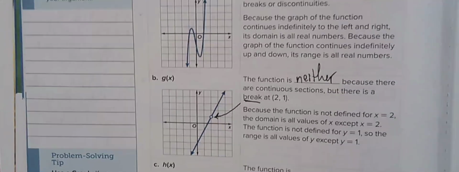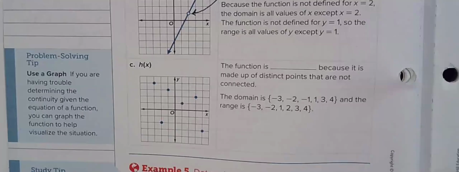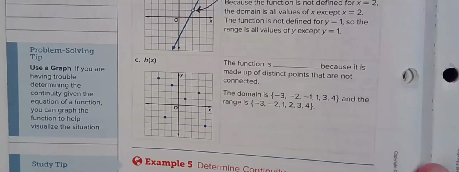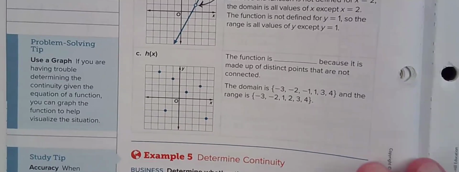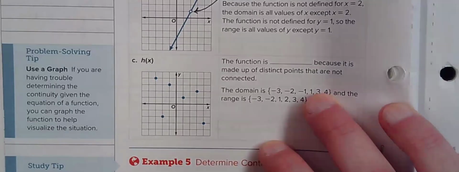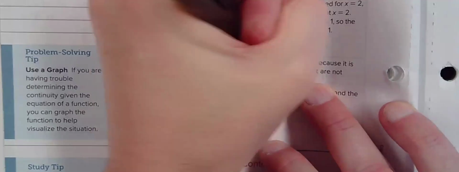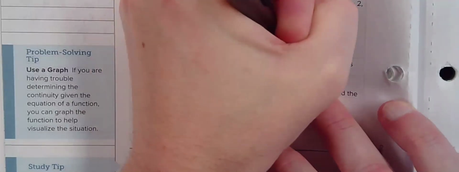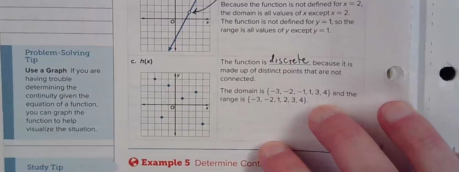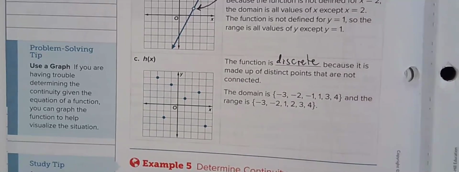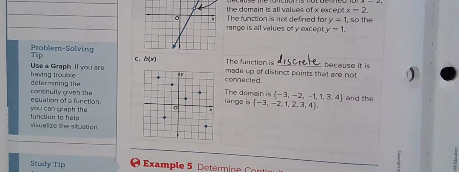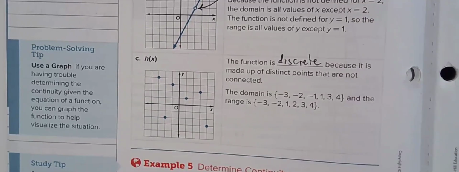The last one. These are individual points on a graph. So we look at continuous, discrete, or neither. Discrete, yeah. If it's just a bunch of points on a graph, like a scatter plot, that function would end up being discrete. The function is discrete because it is made up of distinct points that are not connected. None of them are connected, it's just individual points, that is discrete.